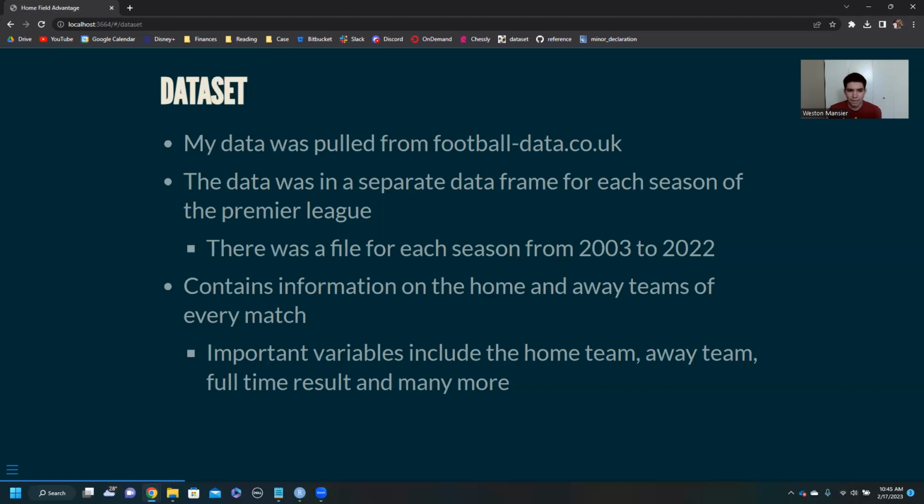Let's take a look at my data set. My data was pulled from football-data.co.uk. This is a website that has data on football matches all throughout Europe, especially for all the major leagues. The data was in a separate data frame for each season of the Premier League. So there was a file for each season from 2003 to 2022. It contains information on the home and away teams of every match. So there are important variables such as the home team, the away team, full-time result, goals, that sort of thing.